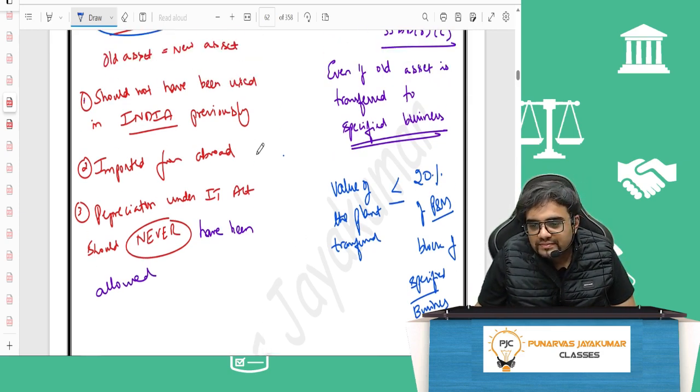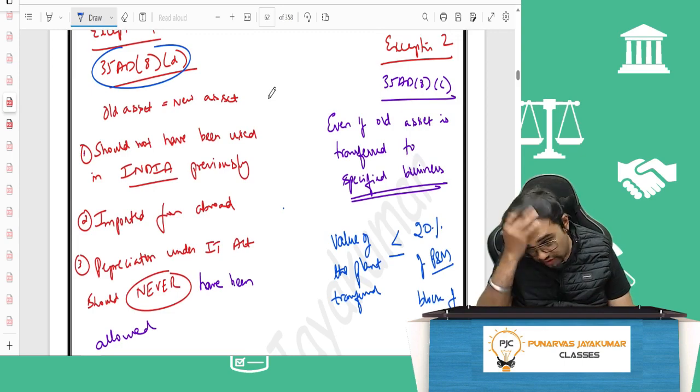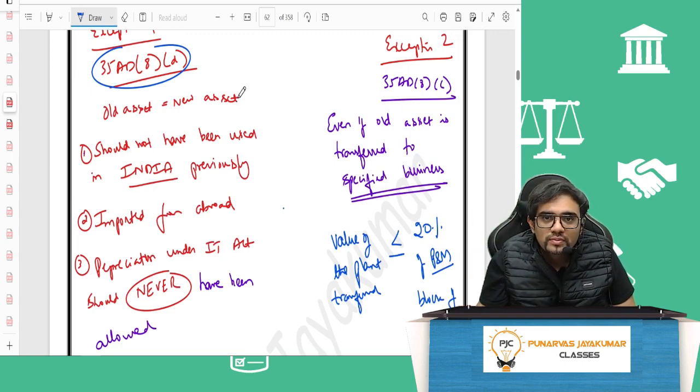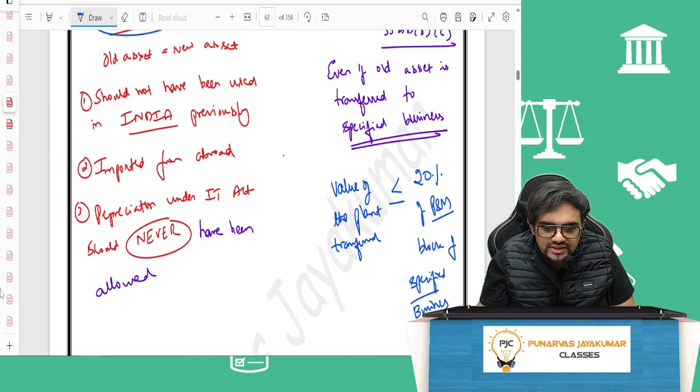So basically, some other place I'm using machinery worth 20 crore. Here there's already an asset worth 90 crore in the specified business, and I'm bringing the other asset to the specified business. So when I bring it into the specified business, 20 crore plus 90 crore will become 110 crore. Now 20 crore divided by 110 crore is definitely less than 20%. Hence, even if the old asset is transferred to the specified business, no problem, it will be deemed to be a new asset, is what this section is telling.